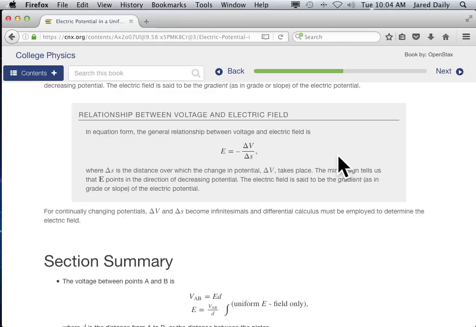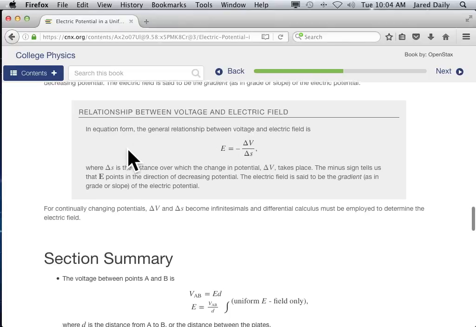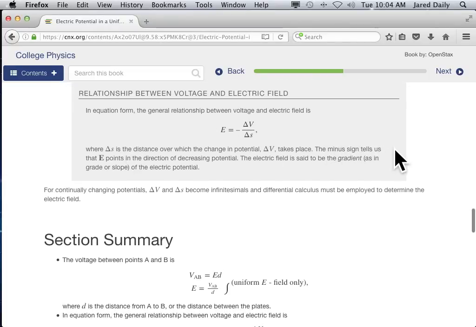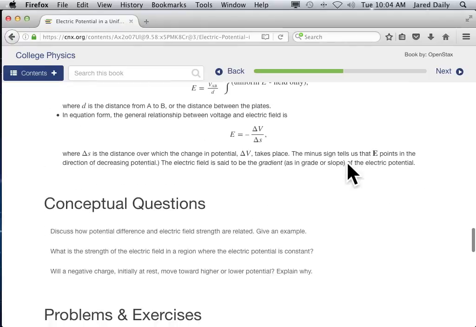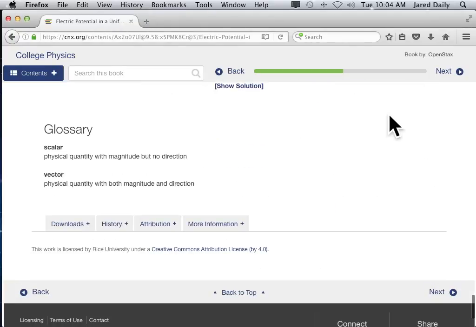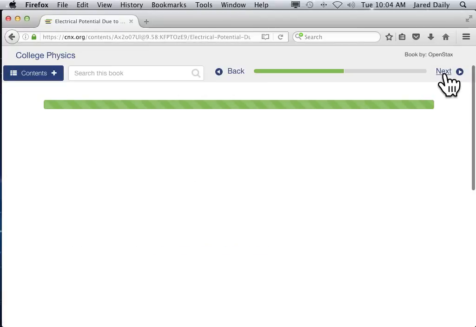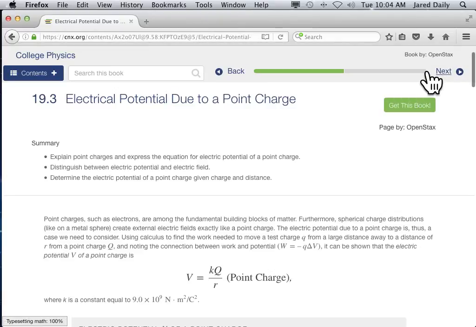Now, there is a negative sign in there. The negative sign comes from our friend Benjamin Franklin, but that's okay. Here they explain it as: the minus sign tells us that electric field points in the direction of decreasing potential. And that's just as good an explanation. But it also comes out in the math if you do the calculus part of it.